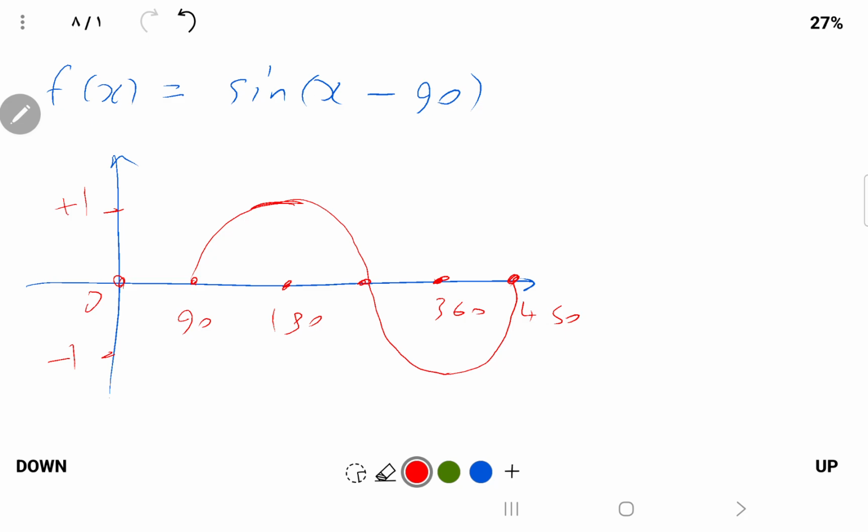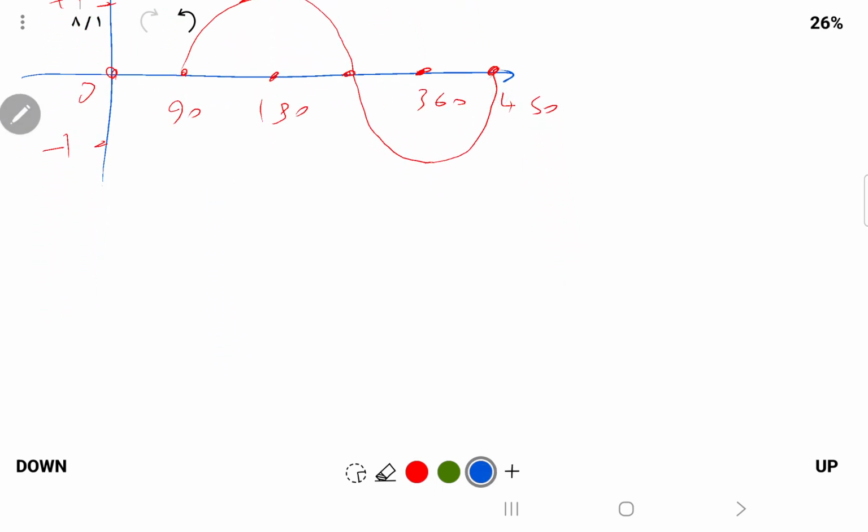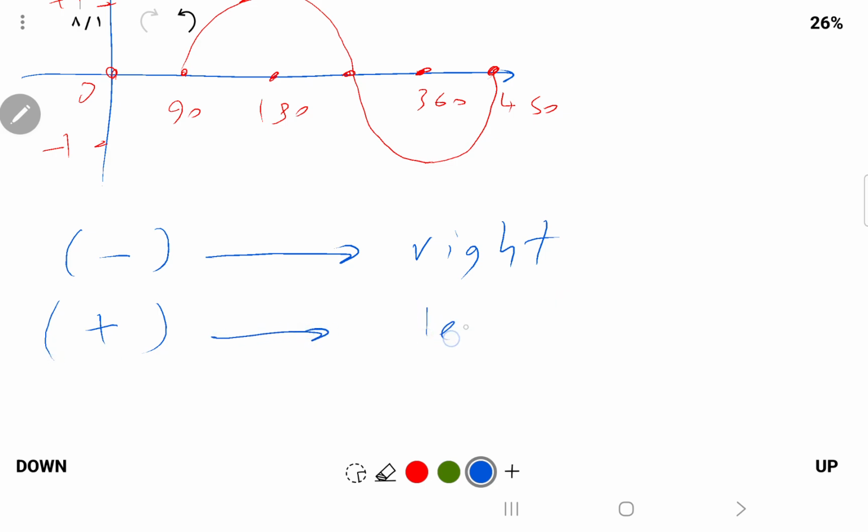Same thing with respect to the cosine function. So the minus will shift it to the right. The plus will shift it to the left. So shifting left or right, these are the rules. The minus sign will shift it horizontally to the right. The plus sign will shift it horizontally to the left.